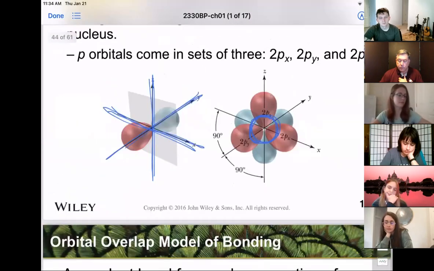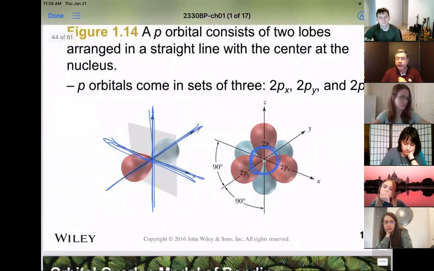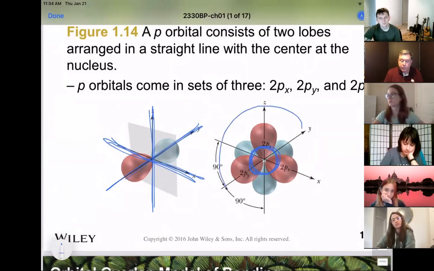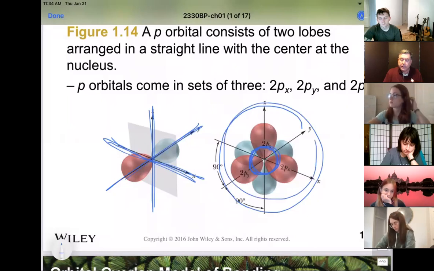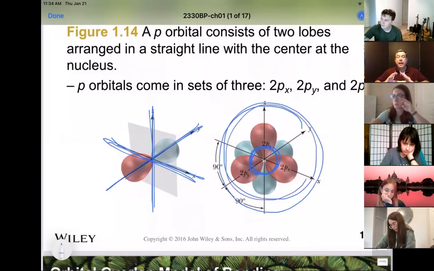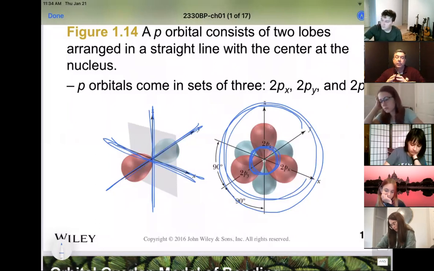So this is the second one, and then once we go to the third principal energy level, the first orbital we see is going to be an s, and that third principal orbital is going to completely cover these 2 p's, and those 2 p's don't stick out. That 3s orbital completely covers that whole thing, and they build out from there.